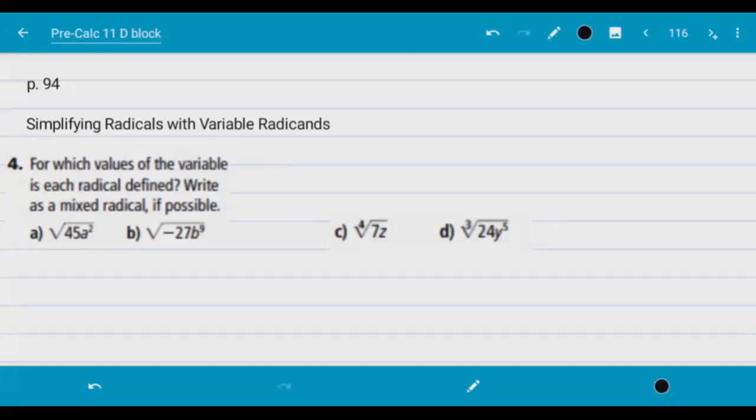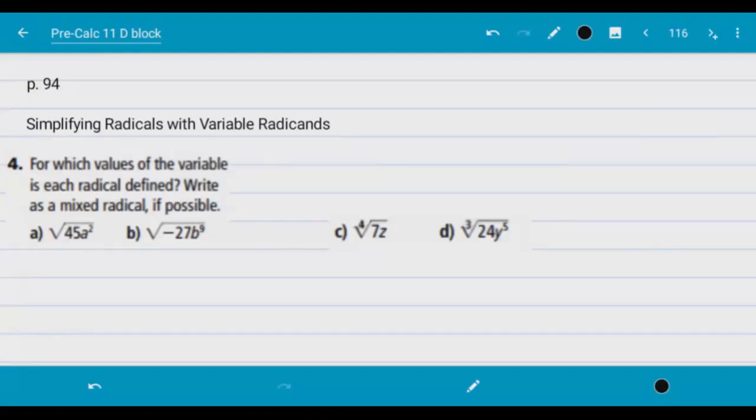All right, guys. So this is check your understanding number 4. Here we go. For which values of the variable is each radical defined? Write it as a mixed radical, if possible. So first, you have to figure out for what values of the variable the radical will be defined, and if it is, once you have done that, you have to figure out what would be the mixed radical equivalent, if you could.